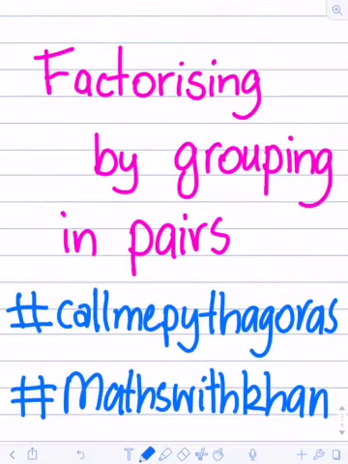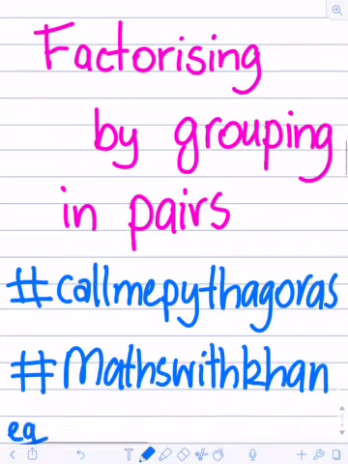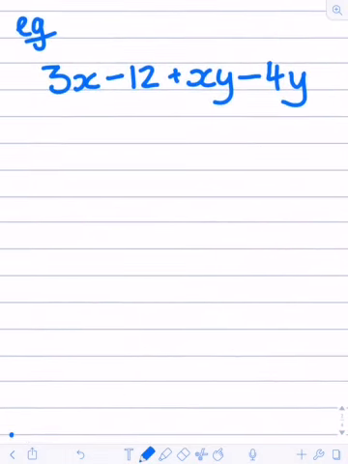Hey guys, so today we're going to be factorising by grouping in pairs. This is another form of factorising. Previously we did highest common factor, but now we're going to go on to another form, which is by grouping them in pairs. Let's go through an example of when we use grouping in pairs and why we use grouping in pairs.